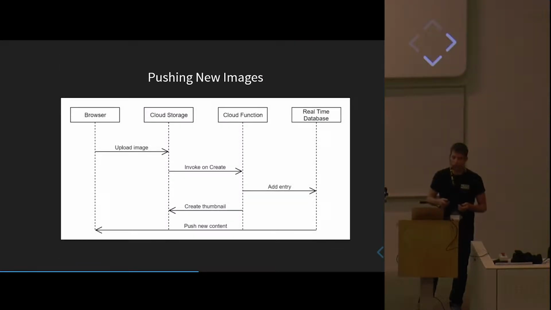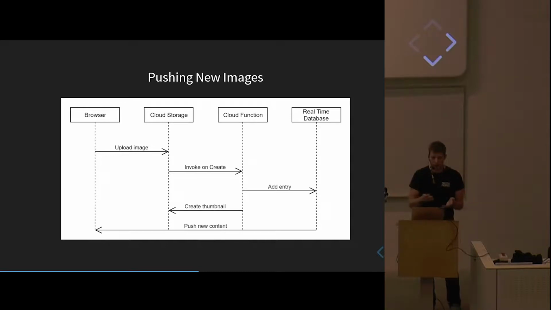And if I want to add new photos to the gallery, I just get a JPEG, I upload it to the cloud storage, and then automatically it invokes a function, and it will add an entry to the database. It will create a thumbnail, and then push the new content to the website. That's all I have to do. I just drag and drop an image into a bucket.